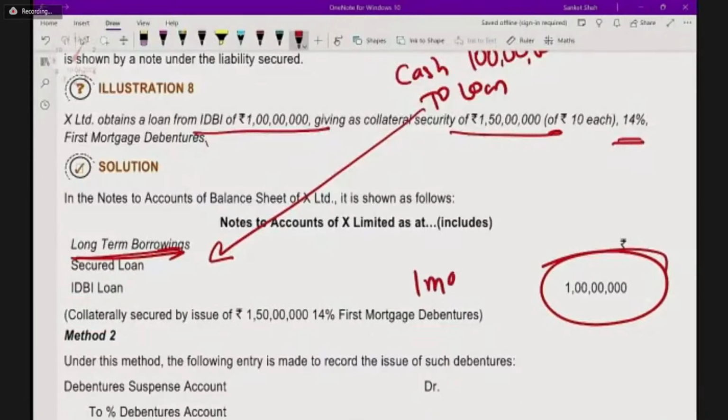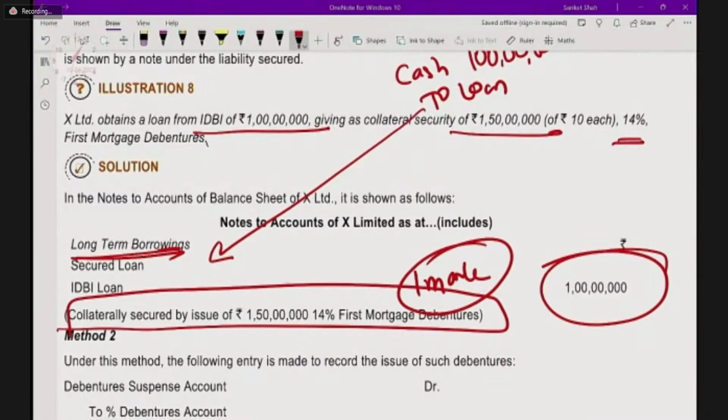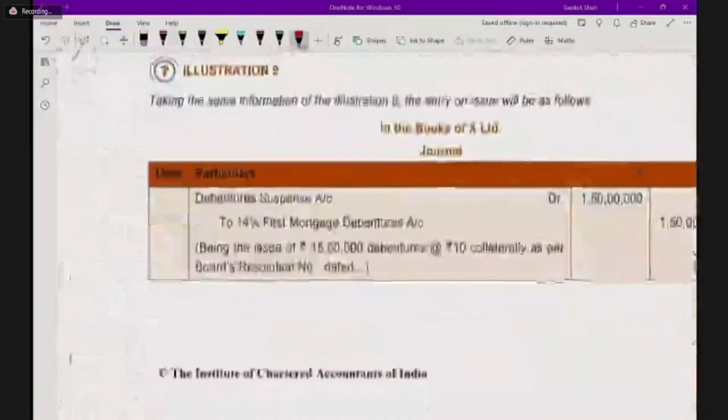Yes, you will get marks for this. If you don't write this sentence, this is the only presentation. Collateral security by issue of 1 crore 50 lakhs 14% mortgage debentures. If you don't write this, you will not get the marks.